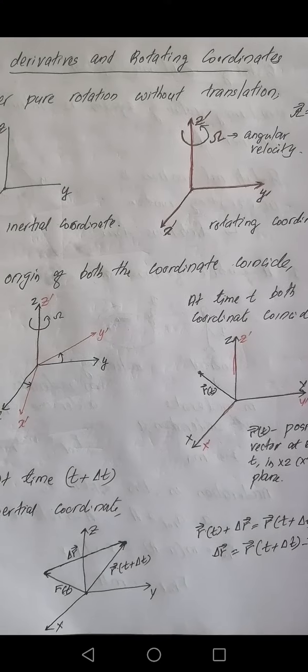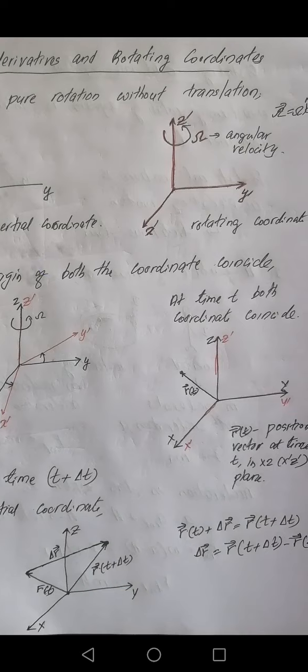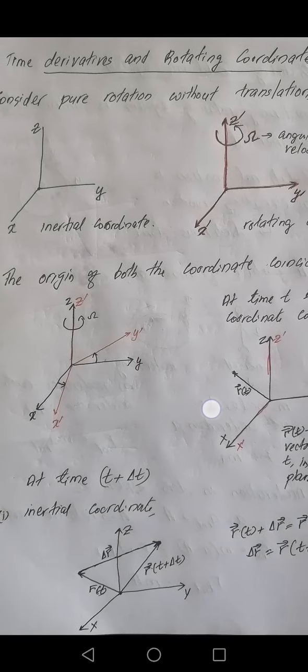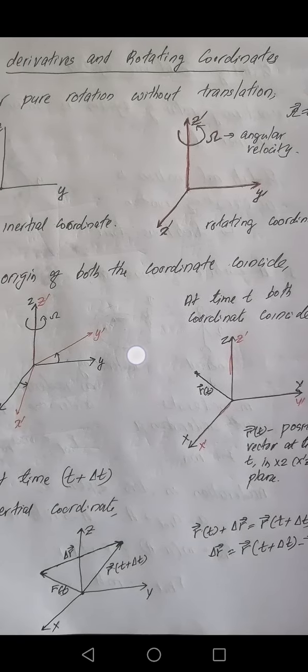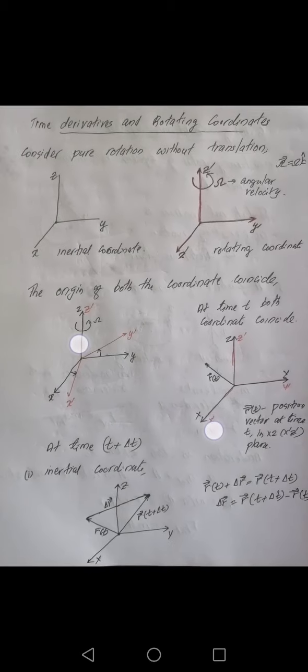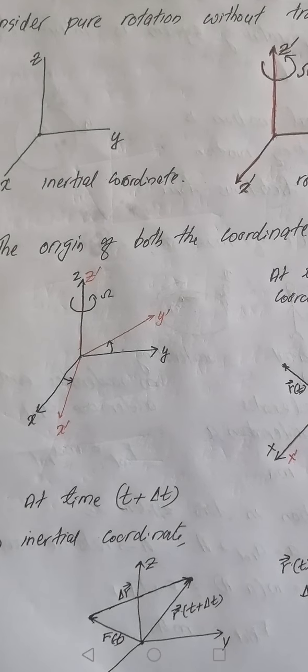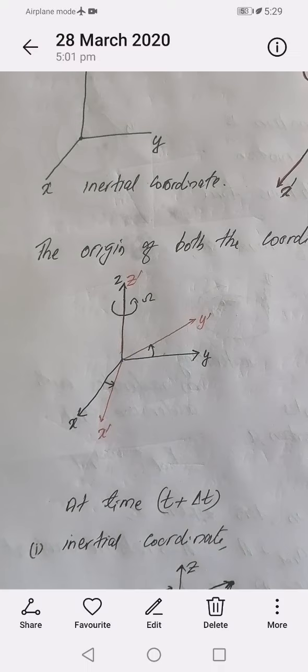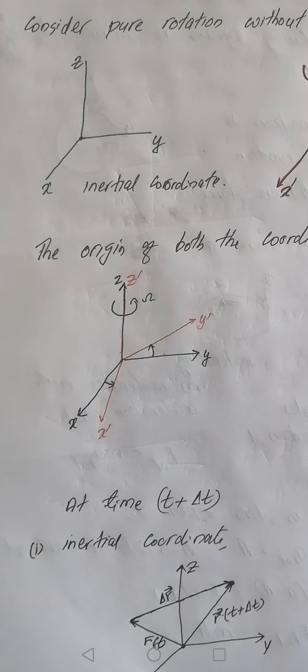I use the red color for the rotating frame and the black color for the inertial system, right? So we have two systems, inertial and rotating. Now let us assume the origins of both coordinate systems coincide. So it will look like this. The x, y, z axes represent the inertial system, and x prime, y prime, z prime represent the rotating system. See, in this case x varies. So what happened? There is a difference.